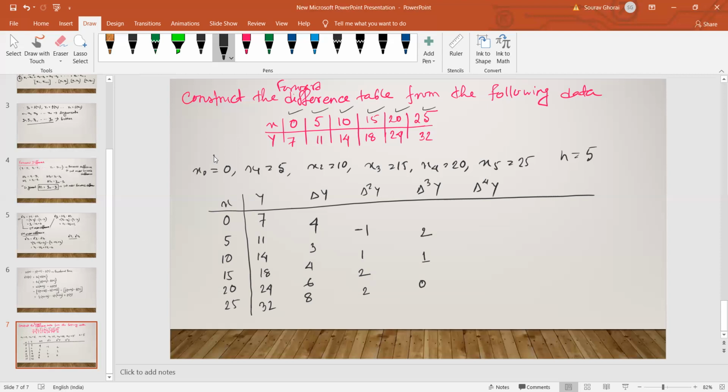And now I'm going to find the fourth order, that is del 4y. And what do we get from here? This one is minus 1, and this one is also minus 1. And here del 5y, and here the difference is 0. And now this is the forward difference table.